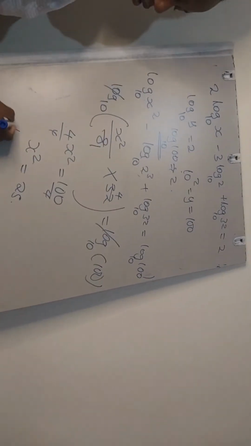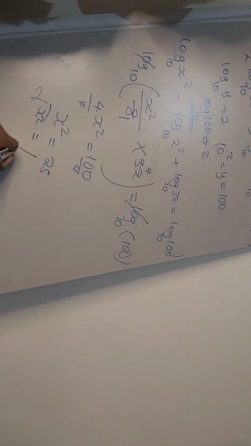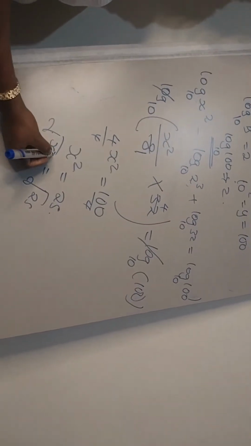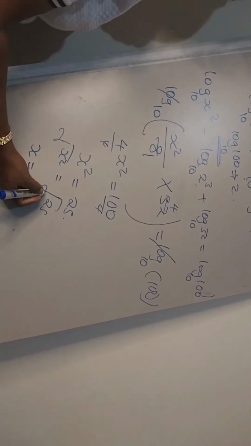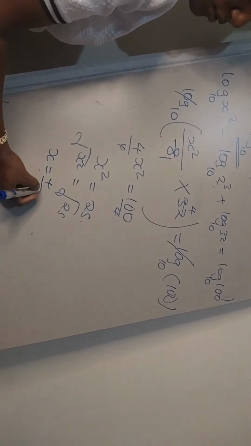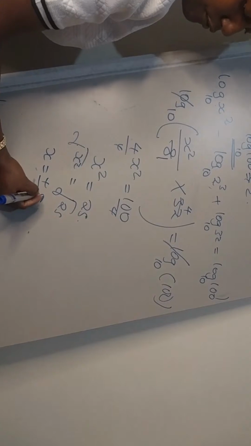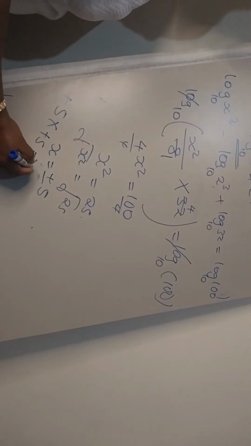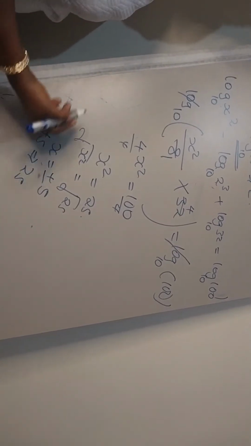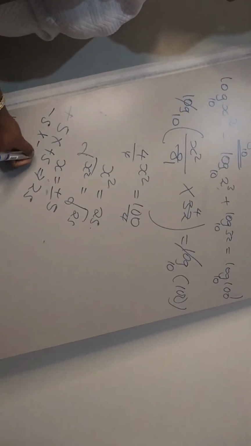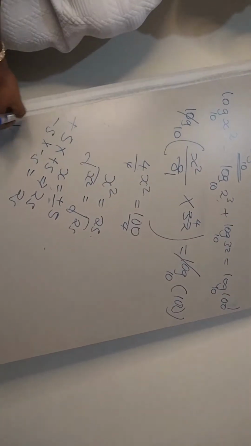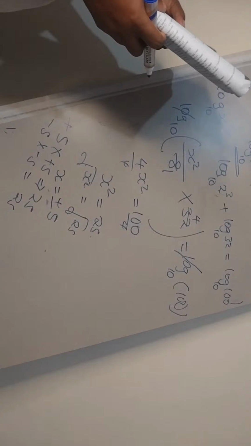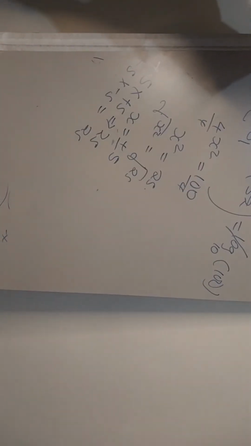To get x, we'll take the square root of x squared, and also the square root of 25. The square root cancels the square, remaining with x equals the square root of 25, which will be plus or minus 5. Why? When we pick plus 5 times plus 5, we get 25 because plus times plus is plus. And again, minus 5 times minus 5 gives us again 25 because minus times minus gives us a positive. Good.